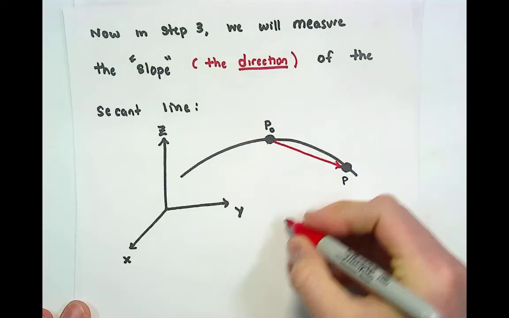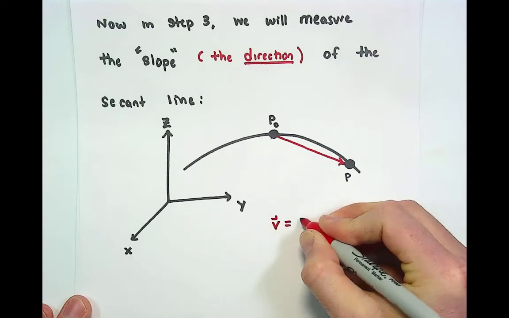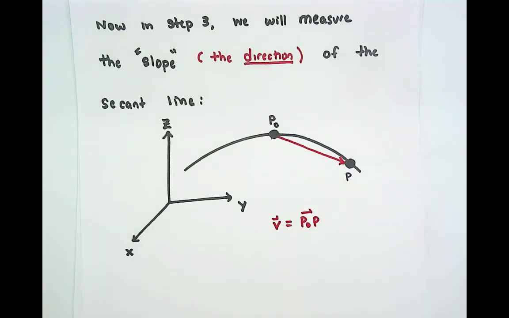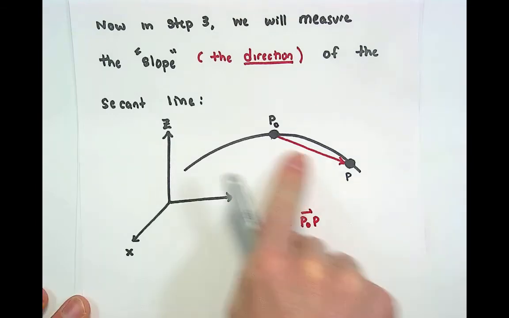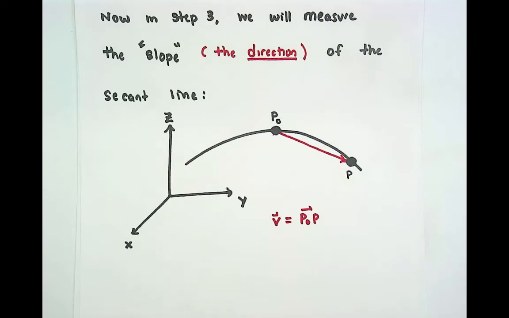So here, when we say measure the slope, perhaps you want to call this vector v, the vector that goes from P naught to P. Well, that will be the slope of this thing. That's going to be the direction that we're looking at, and that's the exact direction of the secant line.